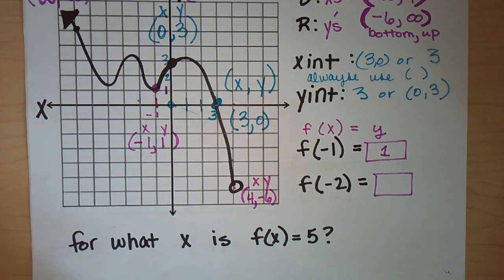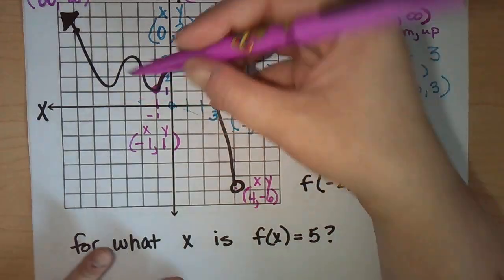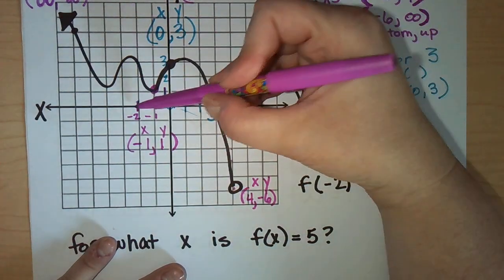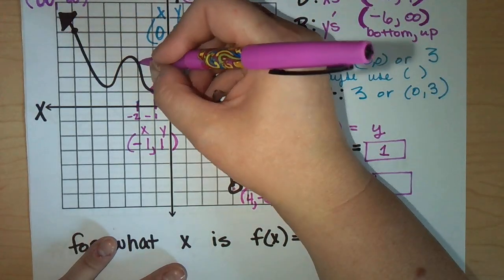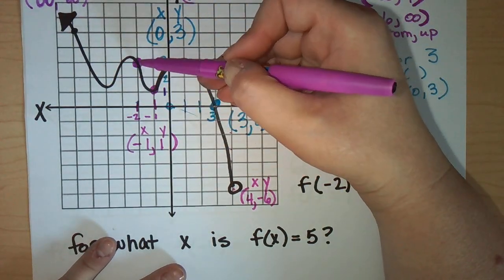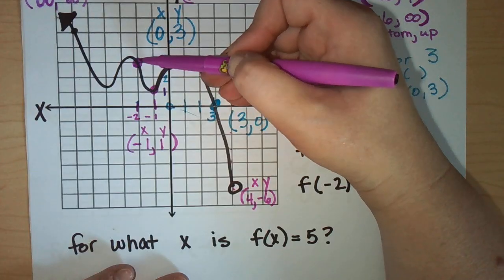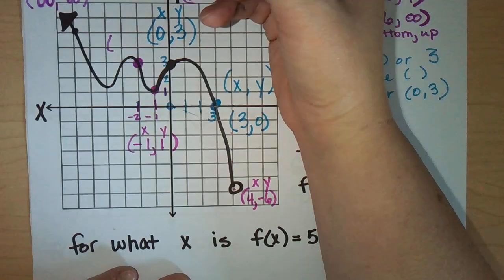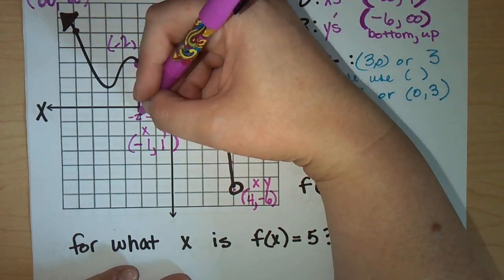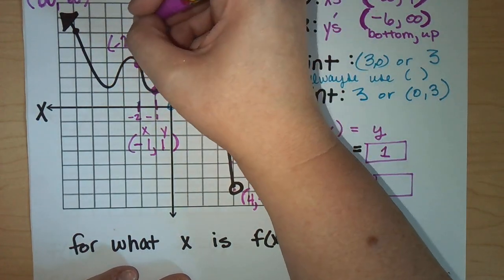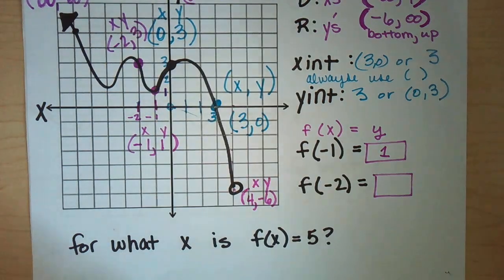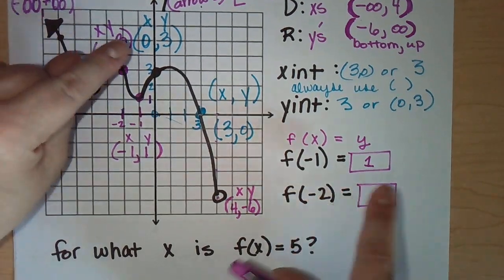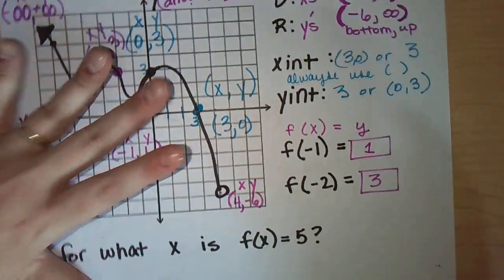Okay, let's go again. F of -2. Okay, so that means go to -2 on the x-axis. Okay, and then either rise up or fall down. And I rise up. How much do I rise up? 3. Okay, so this point has an x value of -2, because we went left 2. But then we rose up 3. Okay, so f of -2, -2 is the x, and we're equal to 3, because that's the y.